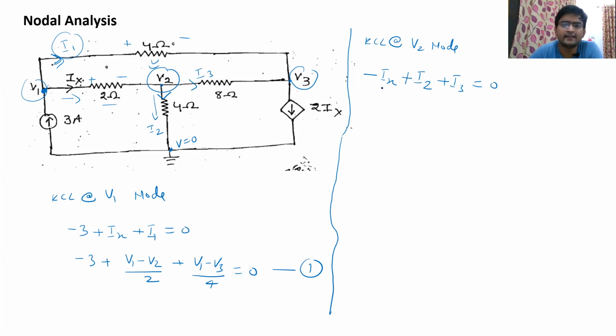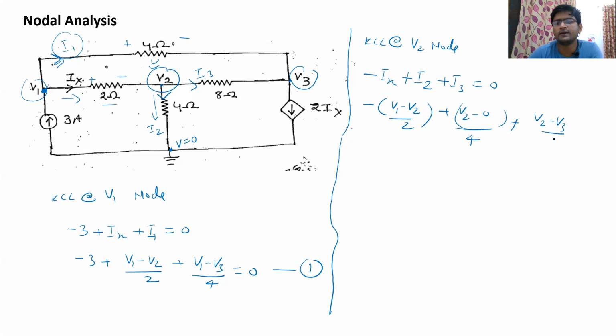So what is the value of Ix which is coming? Ix is nothing but (V1 minus V2) by 2. So we will write minus of (V1 minus V2) by 2. And what is the value of I2? Obviously (V2 minus 0), where 0 is the ground voltage, divided by 4. And what is the value of I3? Obviously (V2 minus V3) by 8, so minus (V1 minus V2) by 2 plus (V2 minus 0) by 4 plus (V2 minus V3) by 8 is equal to 0. This is your equation number 2.